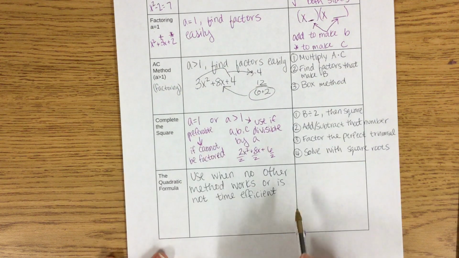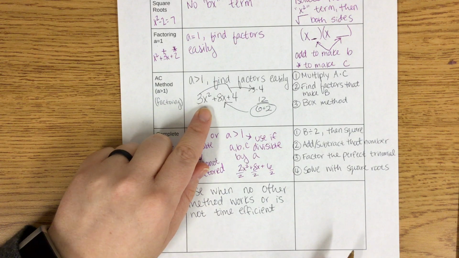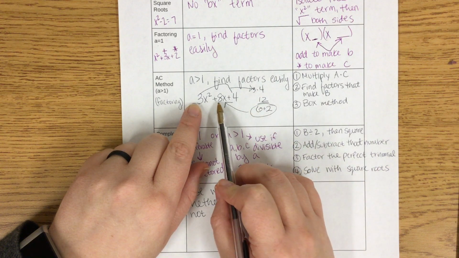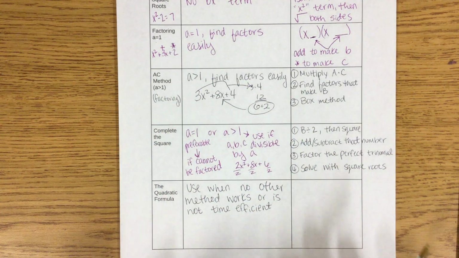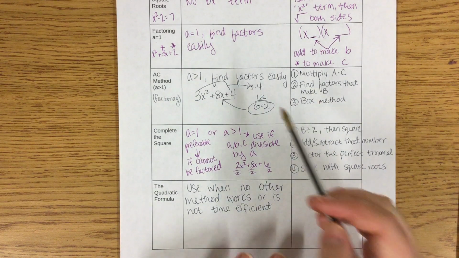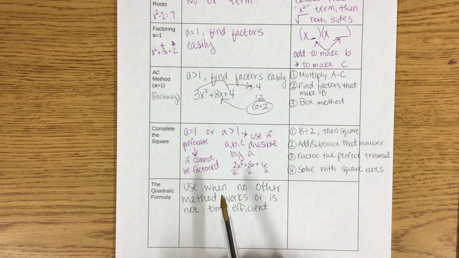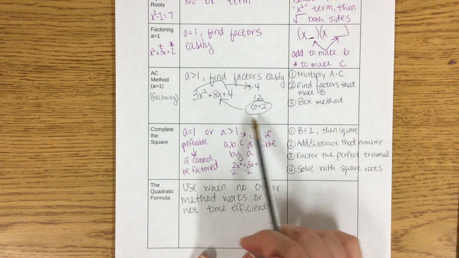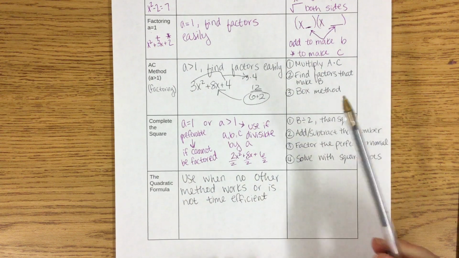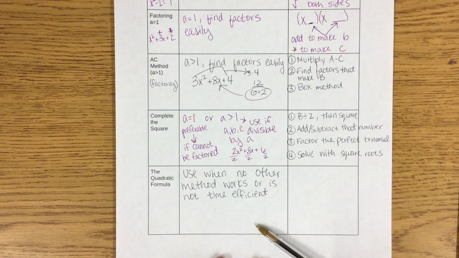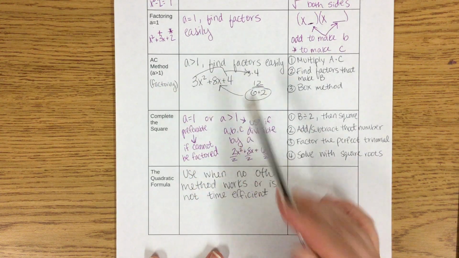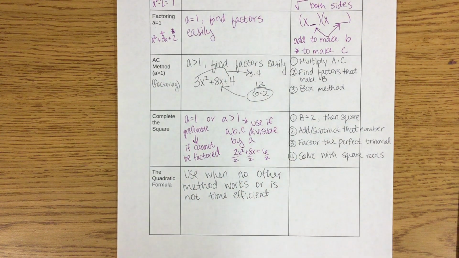Okay. Here's what I mean by time efficient. Remember, I had this example for the AC method that I can quickly see 3 times 4 is 12, and 12 has a combo that will make 8. But I know there were some of your homework problems where you ended up with a huge number like 196, and then you're spending a really long time on your calculator trying to figure out what combination of numbers makes this middle number, when you could have, in the same amount of time, probably finished solving with the quadratic formula. So if something looks like it's not going to be able to be solved quickly with one of these other methods, you can go ahead and go straight to the quadratic formula.